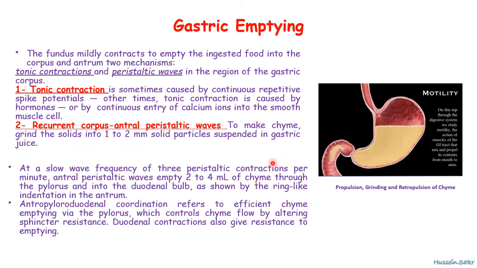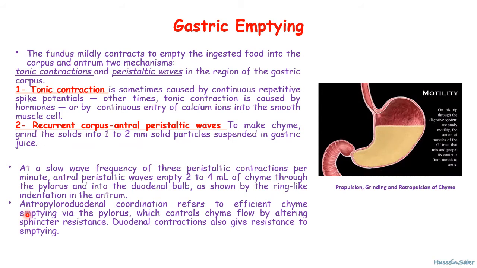And as we mentioned previously, the slow frequency of the peristaltic wave in the stomach, which is about 3 times per minute, is going to allow the stomach to empty about 2 to 4 ml of the chyme through the pylorus into the duodenal bulb. So usually these slow peristaltic waves allow the gastric contents to be emptied into the duodenum at a rate of about 2 to 4 ml per contraction.